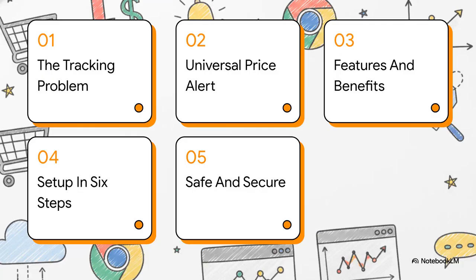So here's our quick roadmap for today's explainer. 1. The price tracking problem. 2. Meet Universal Price Alert. 3. Core features and benefits. 4. Setup in 6 steps. And finally, 5. Safe, private, and secure.